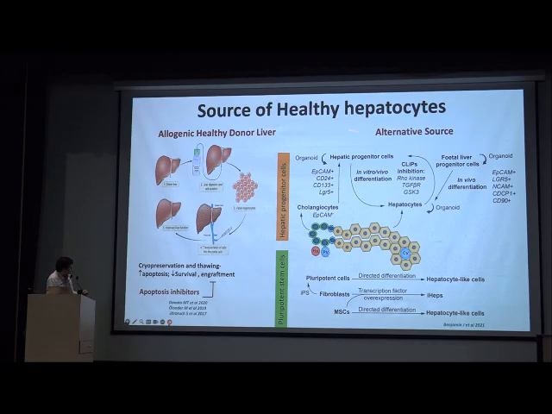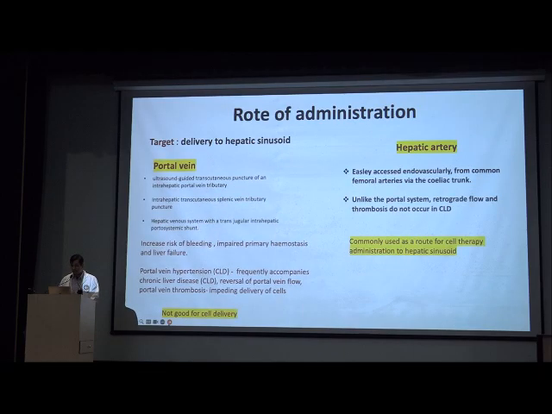An exact source of healthy hepatocytes is allogenic healthy donor livers. Most of them are treated with apoptotic inhibitors. There are some alternate sources like the hepatic progenitor cells and the pluripotent stem cells, which I had just shown. So all these can act as sources of healthy hepatocytes.